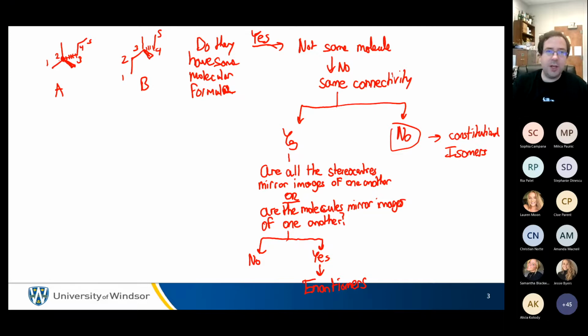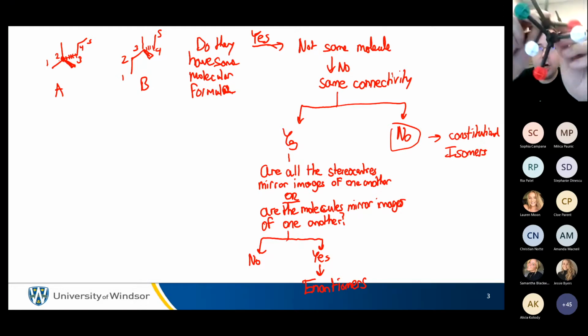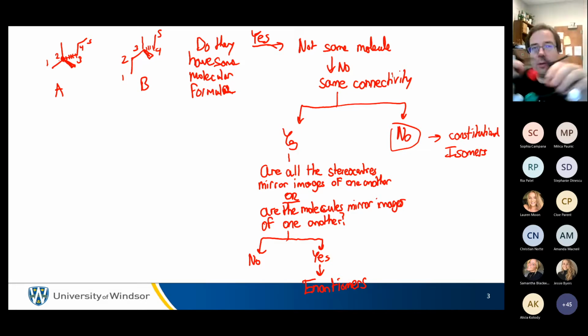The working definition of enantiomers, I go over in the lecture, so I'm not going to write it down here, is that enantiomers are non-superimposable mirror images. These are mirror images of one another, and they are non-superimposable. When I try to superimpose them, I can't. That makes them enantiomers.